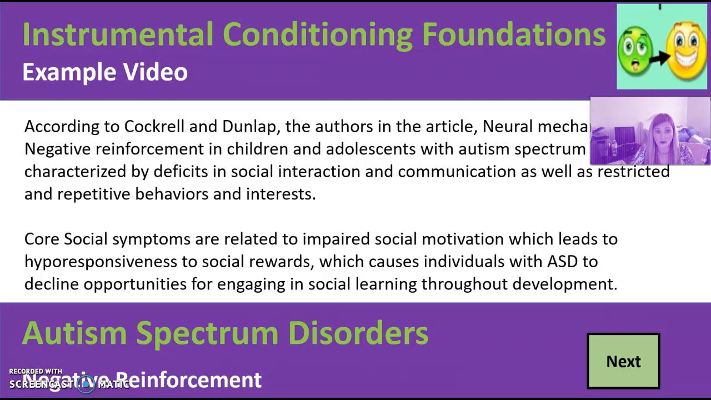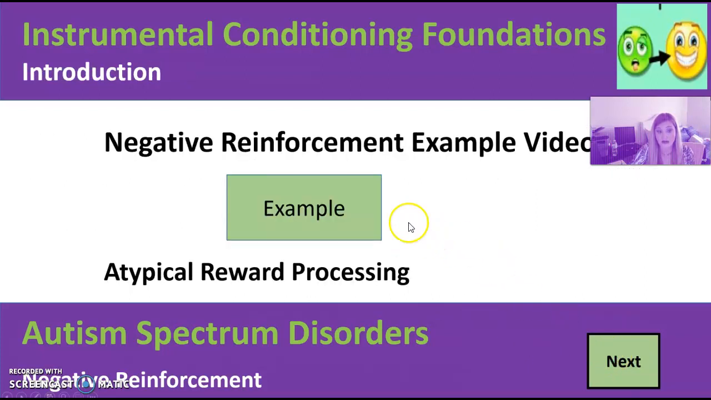According to Cockrell and Dunlop, the authors of the article Neural Mechanisms of Negative Reinforcement in Children and Adolescents with Autism Spectrum Disorders, ASD is characterized by deficits in social interaction and communication, as well as restricted and repetitive behaviors and interests. Core social symptoms are related to impaired social motivation, which leads to hyper-responsiveness to social rewards, which causes individuals with ASD to decline opportunities for engaging in social learning throughout development. Now we're going to watch the video that is an example of atypical reward processing.